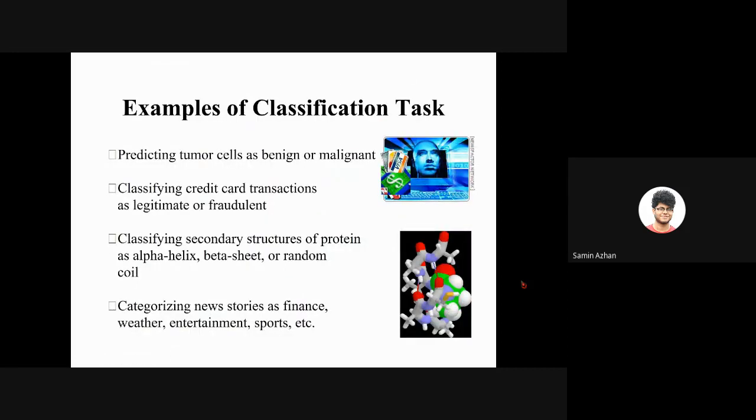Right, so there are some examples given in the slide. Classification is used for predicting tumor cells, classifying credit card transactions as legitimate or fraud, classifying secondary structures of protein, and also categorizing news stories as well. Okay, so there are some examples of where classification learning is used.